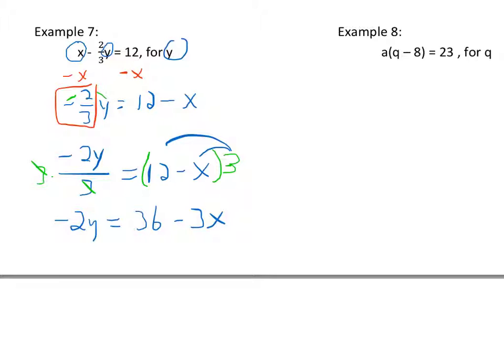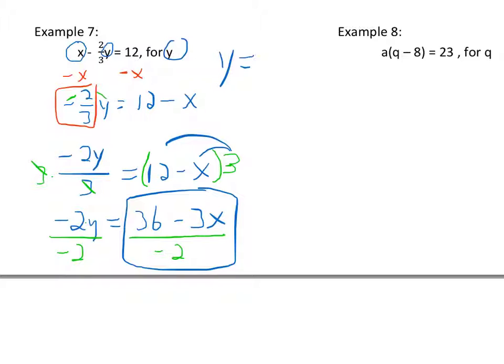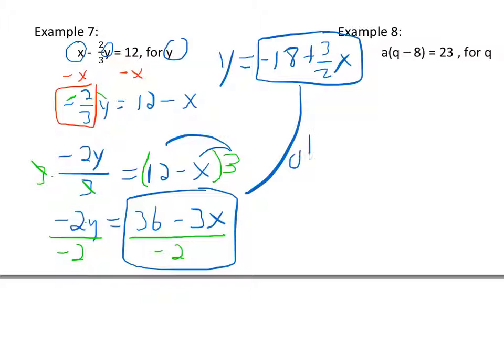Now I have to take care of a negative 2. Now it's negative 2 times y, so I'll undo it by division. And I would divide everything on the right side by negative 2, which will leave us with y equals. And I can leave it like this, or I can do the divisions. So 36 divided by negative 2 is a negative 18. Negative 3 divided by negative 2 is a positive 3 over 2x. So this is an equivalent statement, and I would take either one.